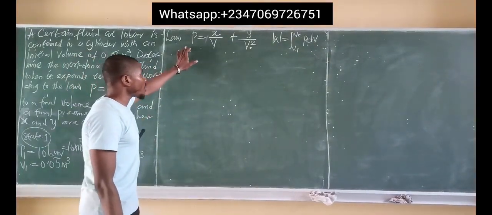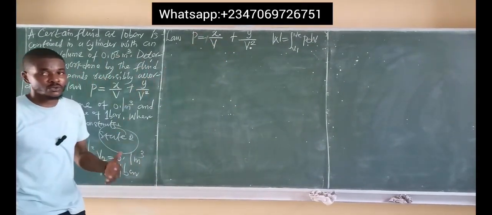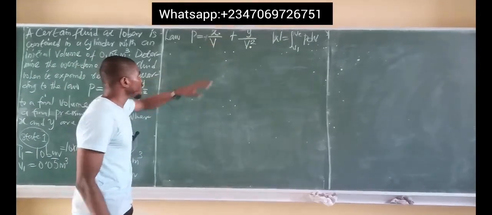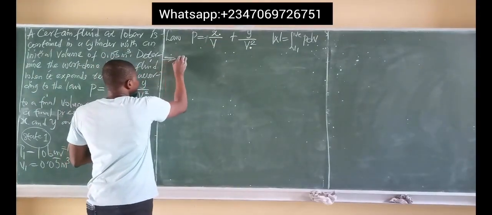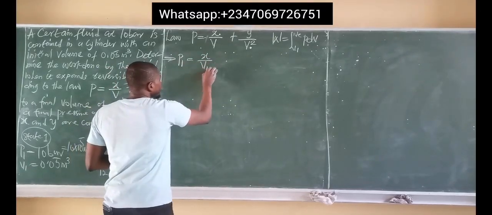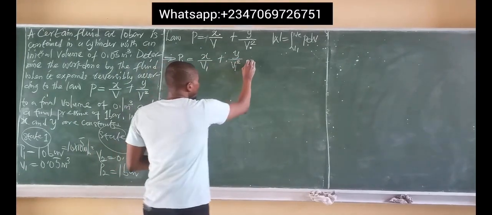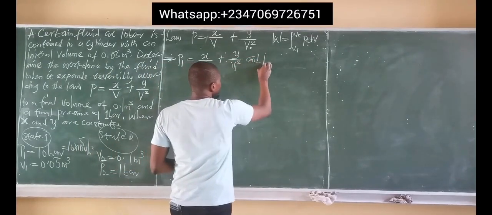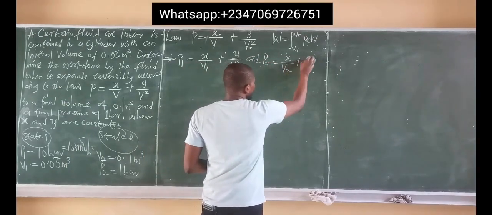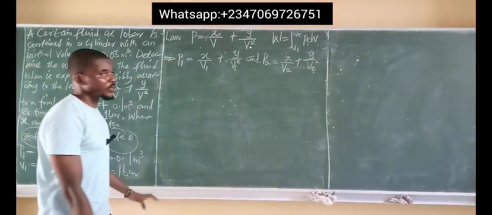Now we know pressure, but we cannot solve with pressure like this because x and y are constants and they are unknown. We need to find their values. So if this law is true, then this simply implies that P1 is equal to x all over V1 plus y all over V1 squared. It also means that P2 is equal to x all over V2 plus y all over V2 all squared. That is what the law means.